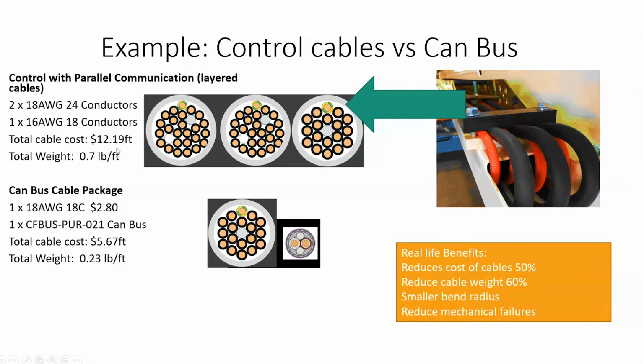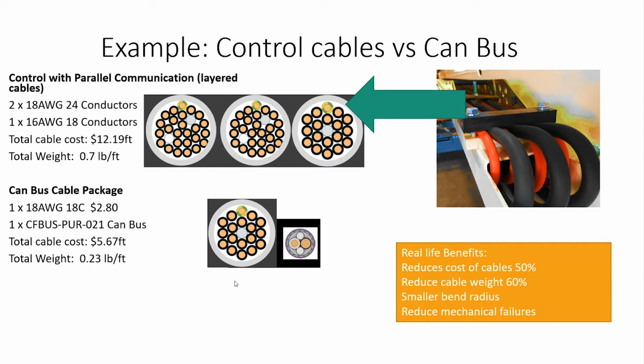So the total cost of cable is about $12.19 a foot, and your weight is around 0.7 pounds per foot. By going to CANbus, you can reduce the cost by going to one 18 gauge control cable, 18 conductor, and your CANbus cable. The cable cost goes down to $5.67 per foot at a weight of 0.23 pounds per foot. So you reduce the cable cost by 50%, and more importantly, you reduce the weight of the cable by 60%.